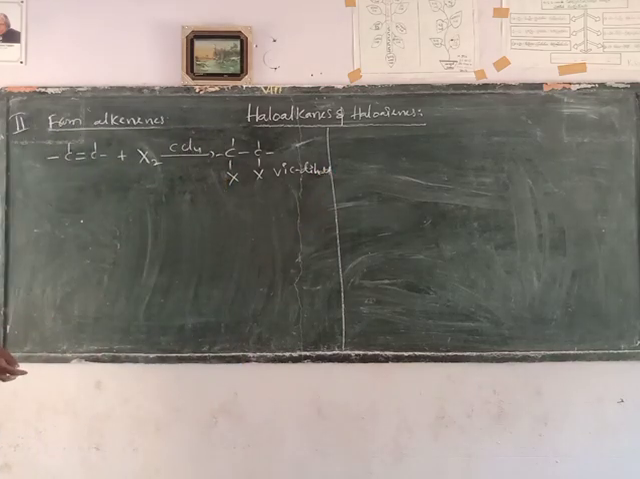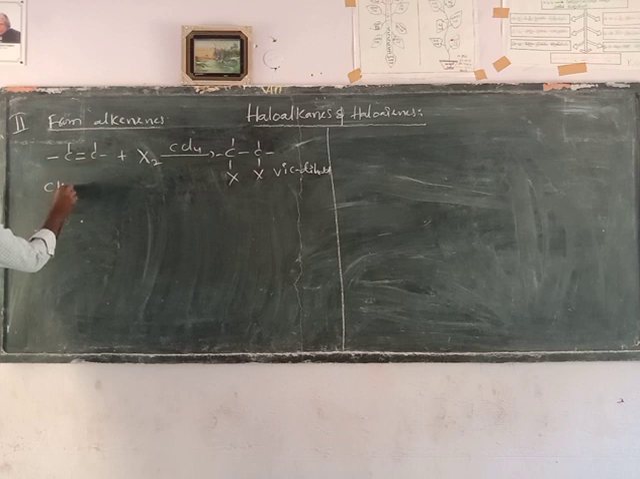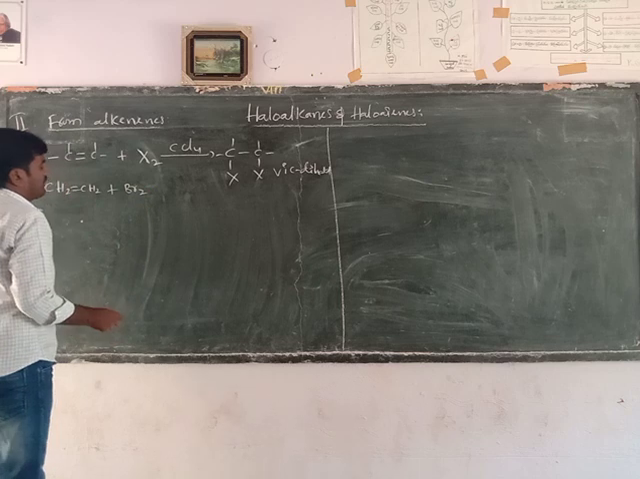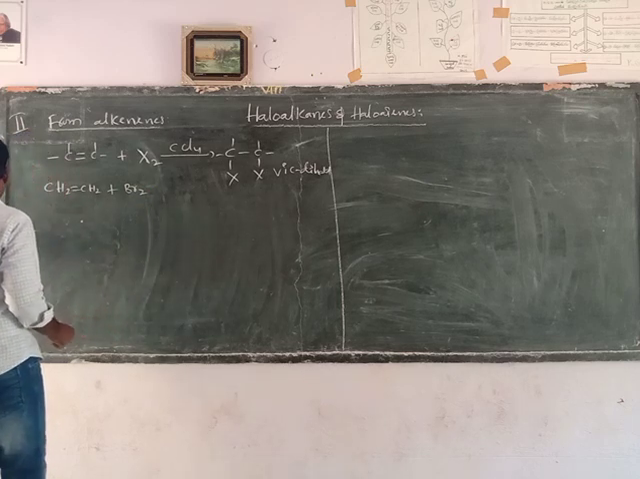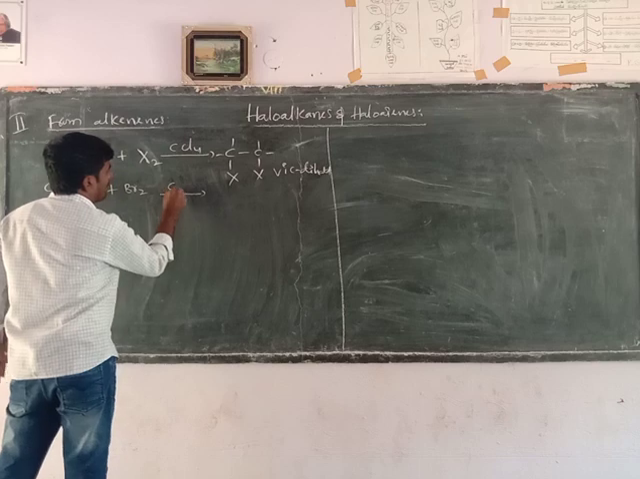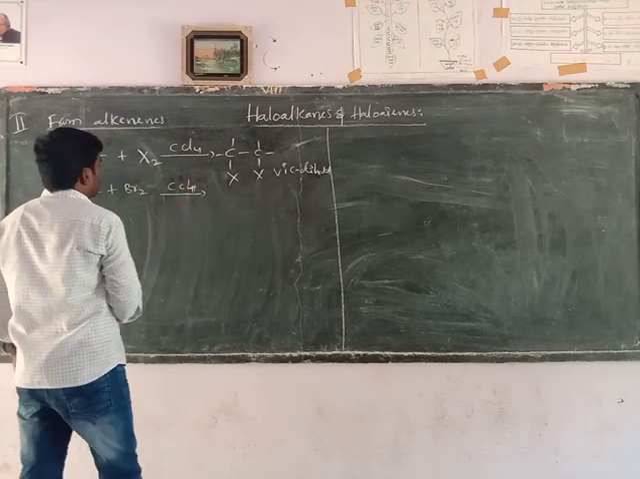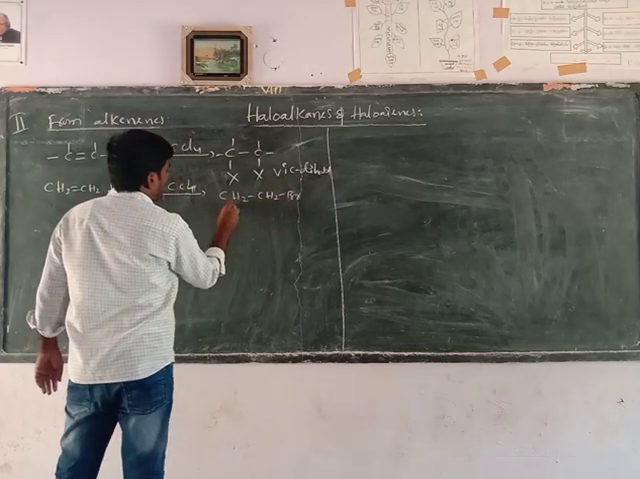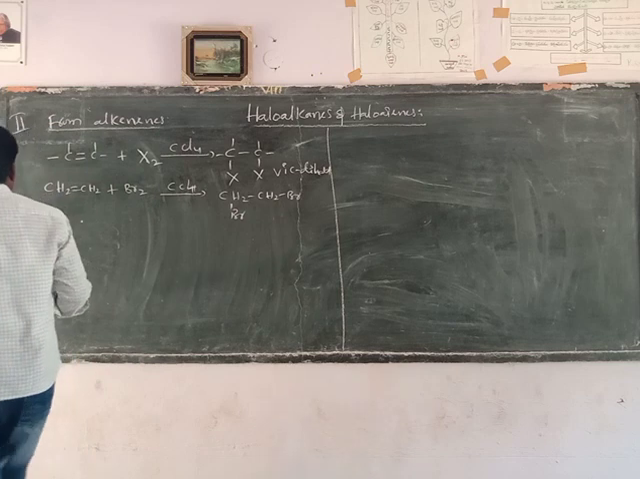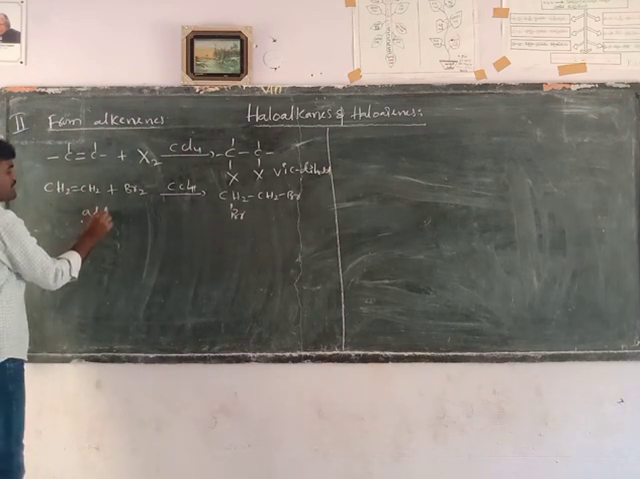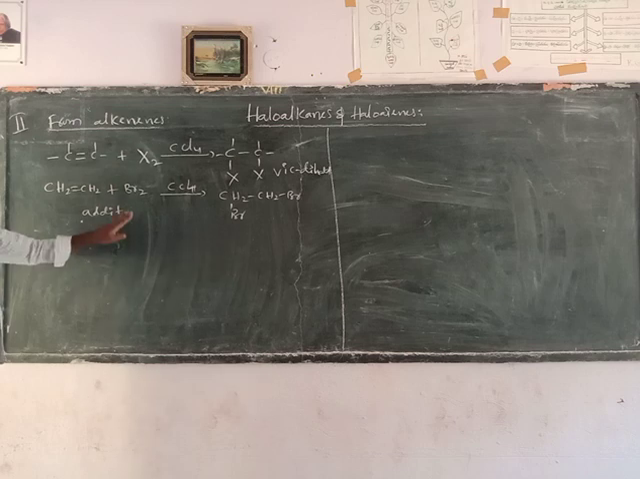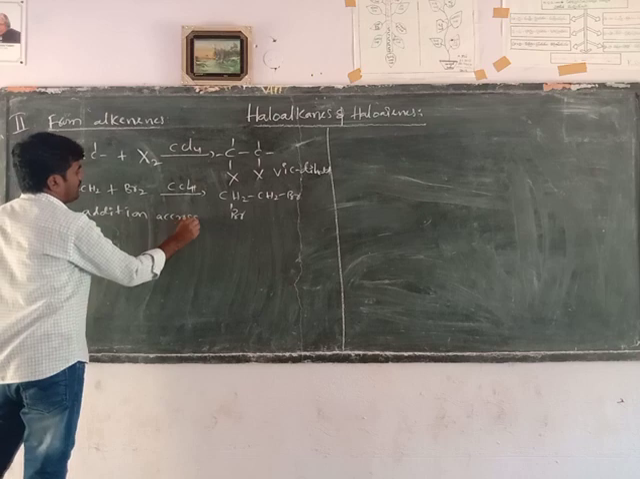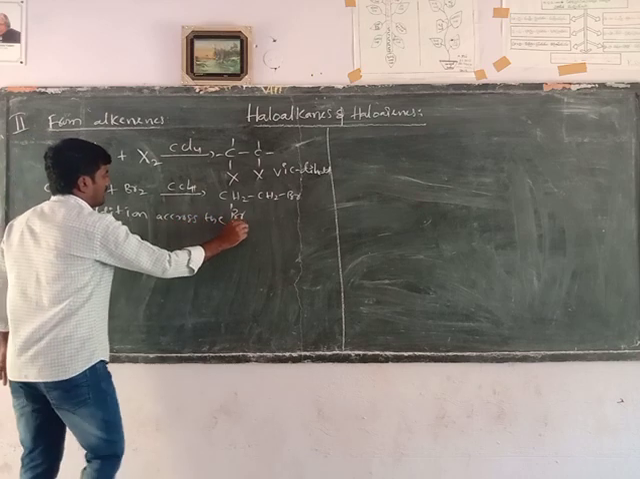Let's take an example for this reaction. Ethylene reacts with bromine in the presence of carbon tetrachloride to form vicinal dibromide. This is an addition reaction that takes place across the multiple bond, across the multiple bond carbon atoms.